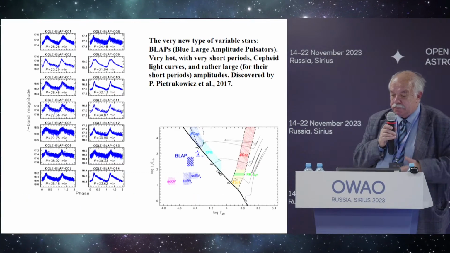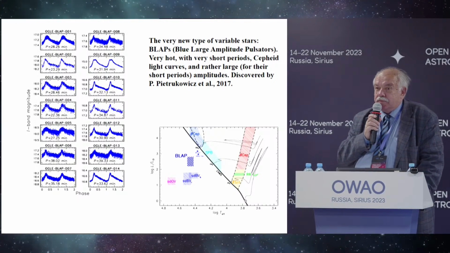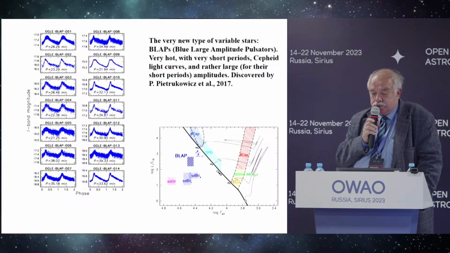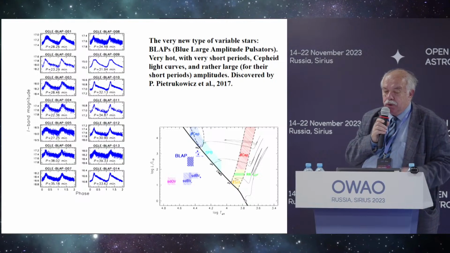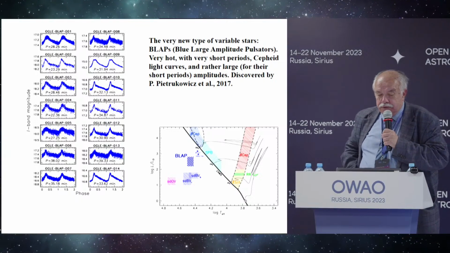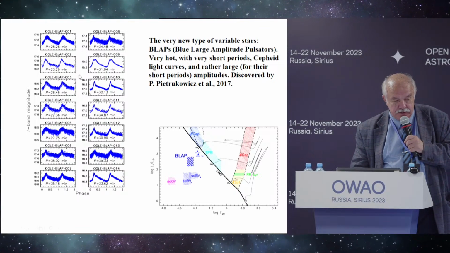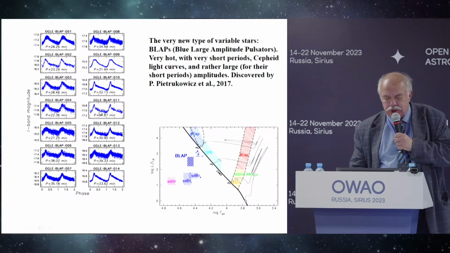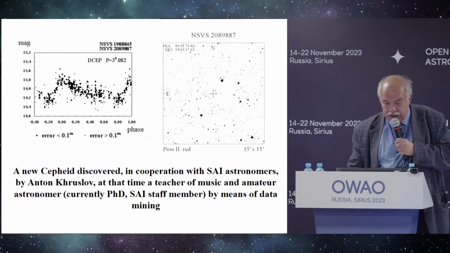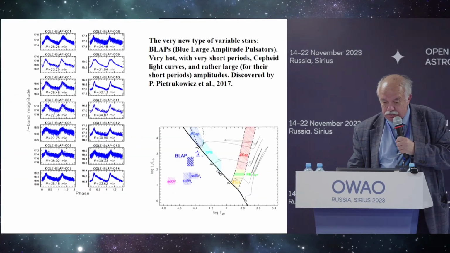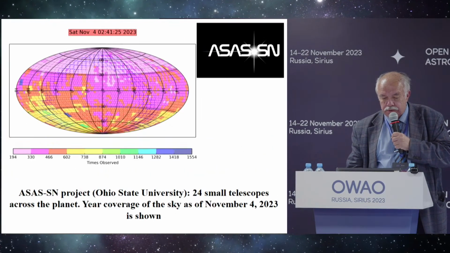New variability types are being discovered from time to time. A very interesting discovery of recent time was the discovery of the so-called BLAPs, Blue Large Amplitude Pulsators, by Polish astronomers. They show light curves resembling those of RR Lyrae stars, but the periods are very, very short, about 20 minutes, and the amplitudes are small, but not extremely small. It's a mysterious type of variable stars. All this I will list.